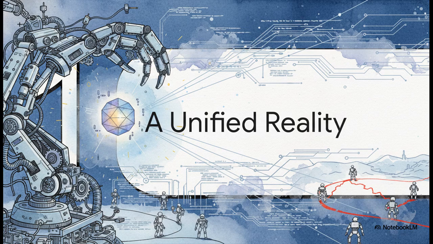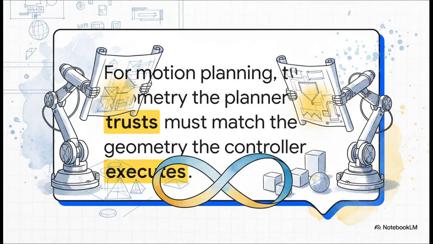Seriously, if we don't get this part right, nothing else we do is going to matter. And this, right here, this is the golden rule. It is the core idea that this whole project is built on. I mean, think about it. If your planner is looking at one set of blueprints and your controller is looking at a different set, you are just asking for trouble. It's a recipe for disaster. So they have to be looking at the exact same page.